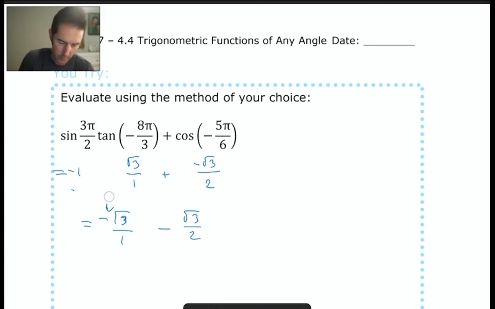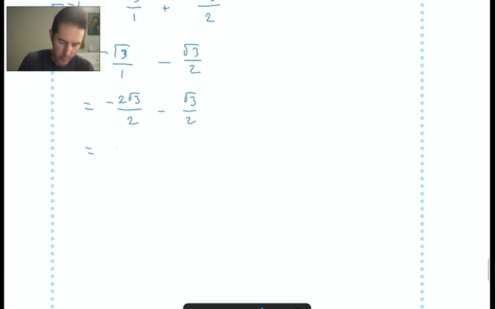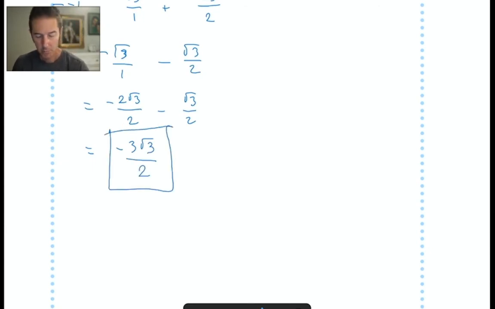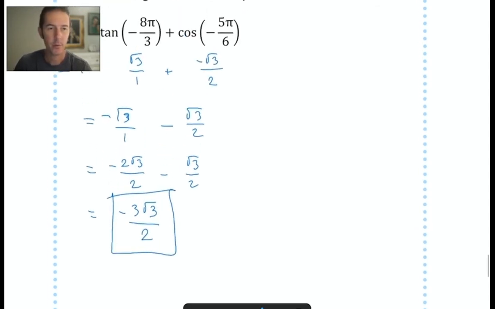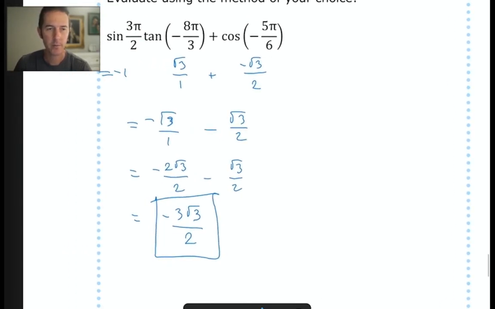Let's get rid of this. And we need a common denominator, so let's multiply this by 2 over 2, which gives us -2√3 over 2 minus √3 over 2, which is equal to -3√3 over 2. Just quickly, I'm pretty sure that's what the answer is. You are more than welcome to type that into a calculator and confirm that, but for the moment I'm sticking with it.